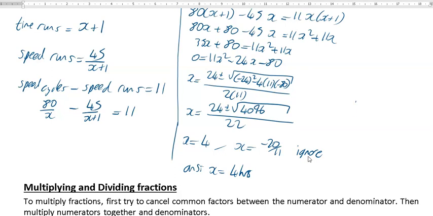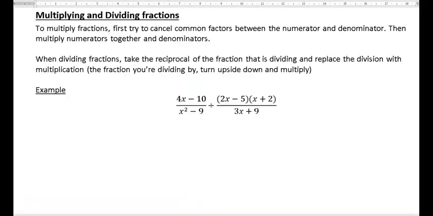Okay, you're now ready to do exercise 2c, and they're not all quadratic fractions. Sorry, they're not all algebraic fractions, they're just general solving, setting up quadratic equations.